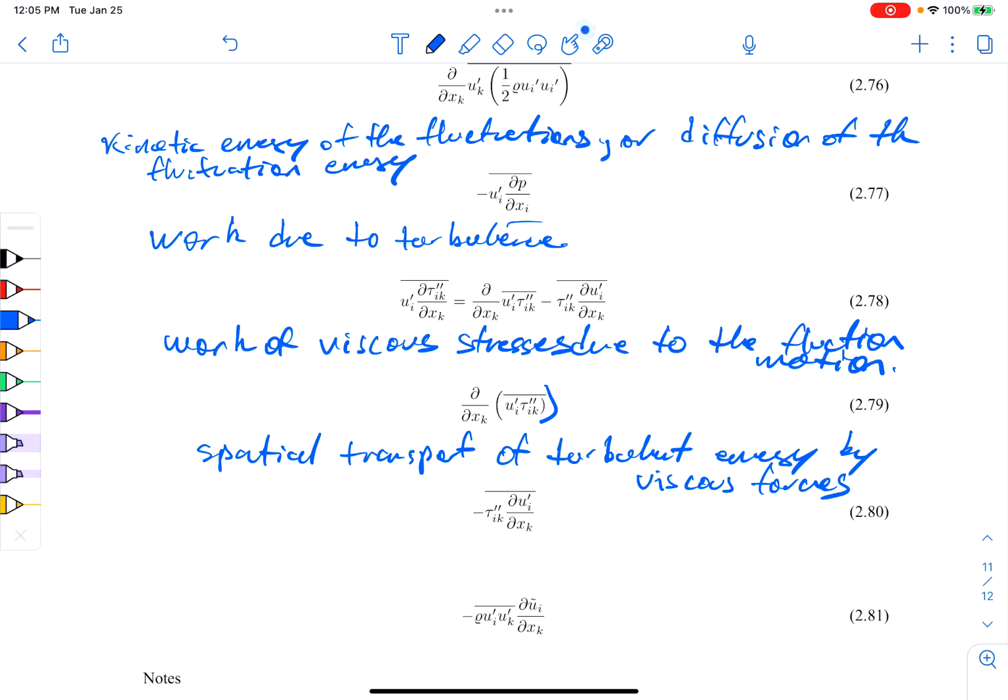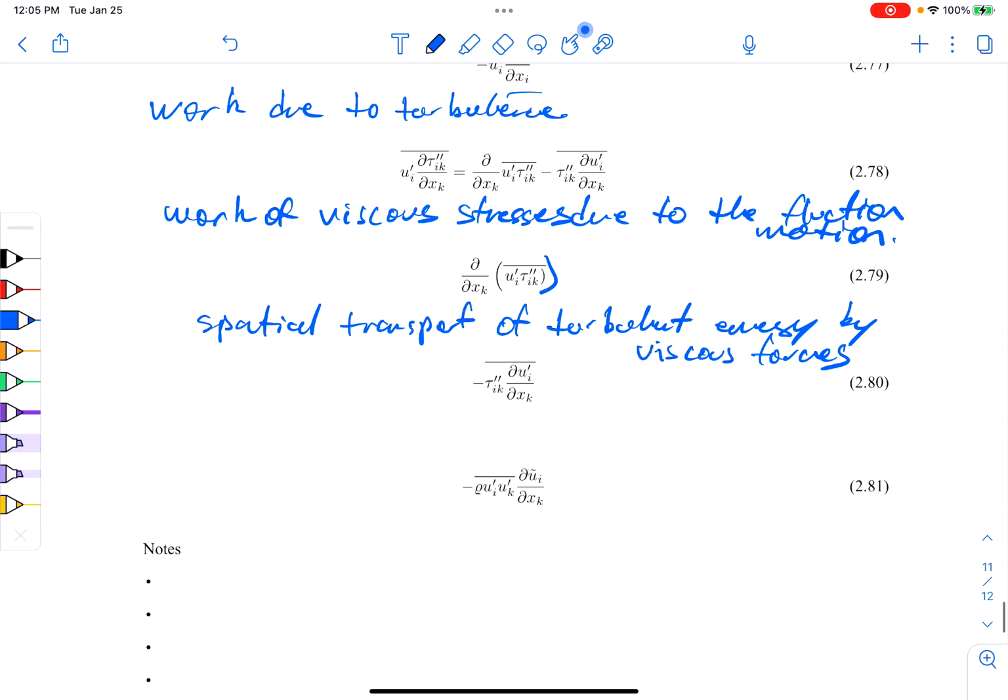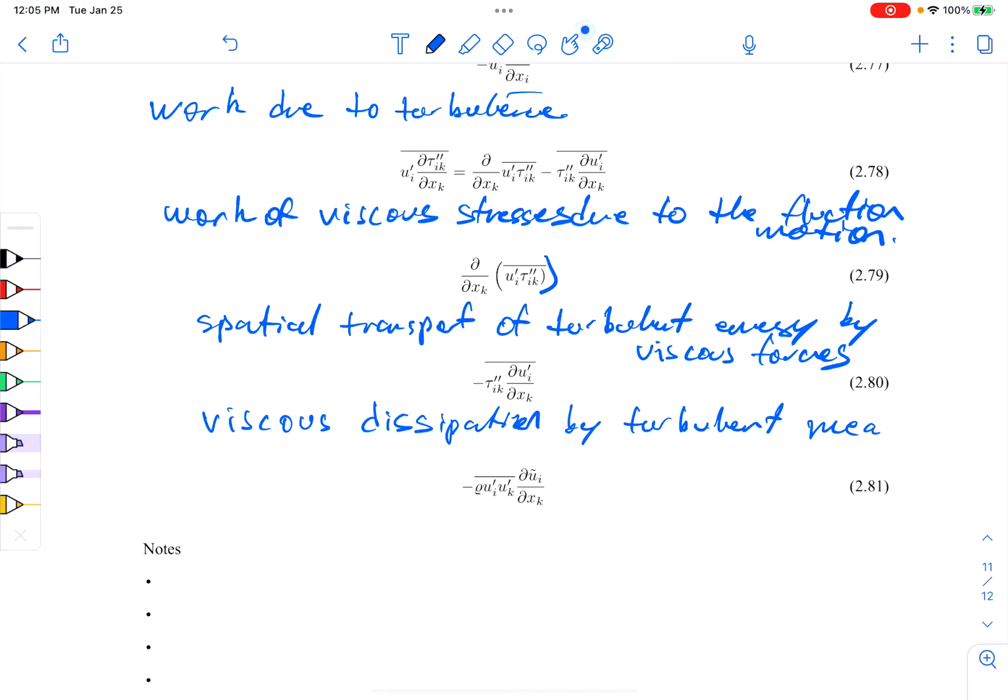Almost there. Only two more terms in the equations. This will be the viscous dissipation by turbulent mean motion. And the last one will be the product of the turbulent stress and mean rate of strain.